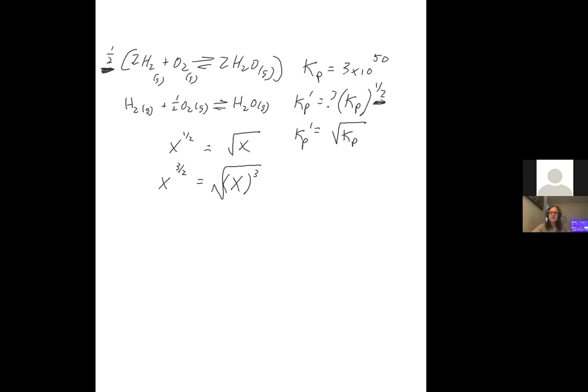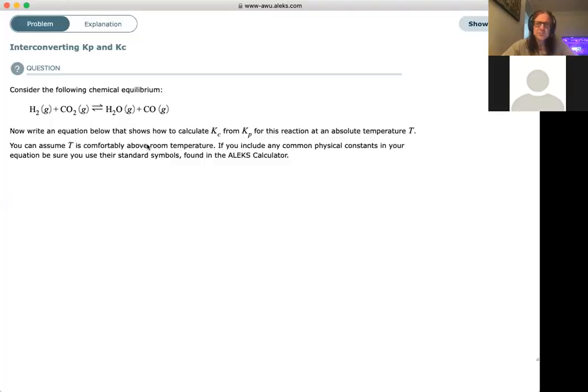The next one I want to show you involves an interconversion. This is a pretty standard problem. It's not the kind of thing that you're probably going to do if you become a biochemist, but it is a pretty standard problem, and that's the interconversion of Kp and Kc.